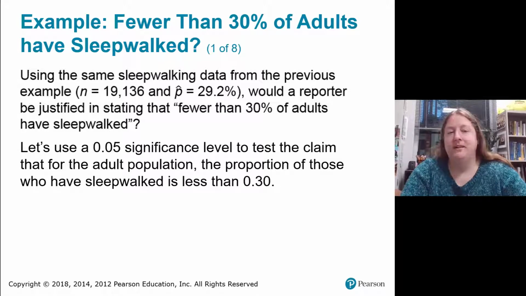All right, so now let's look at testing a claim. Let's say our claim is fewer than 30% of adults have sleepwalked, and we have the information we're given. So let's look at a 0.05 significance level. We're going to test the claim that for the adult population, the proportion of those who have sleepwalked is less than 0.3.